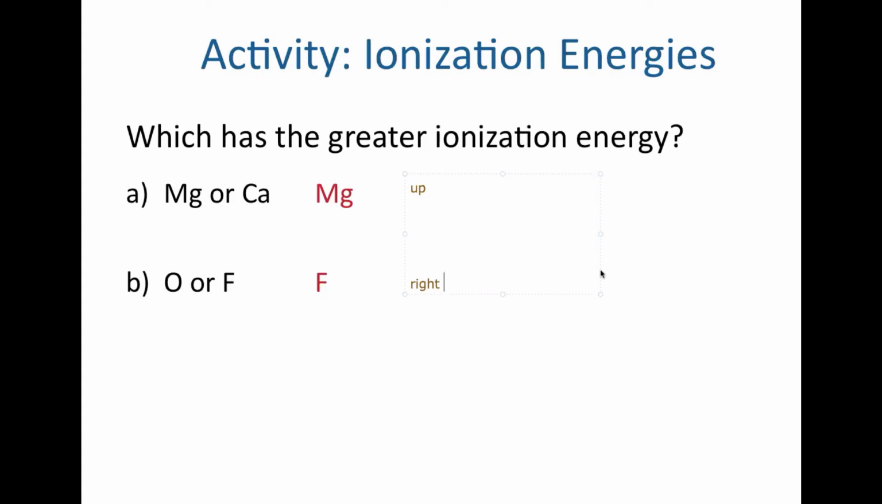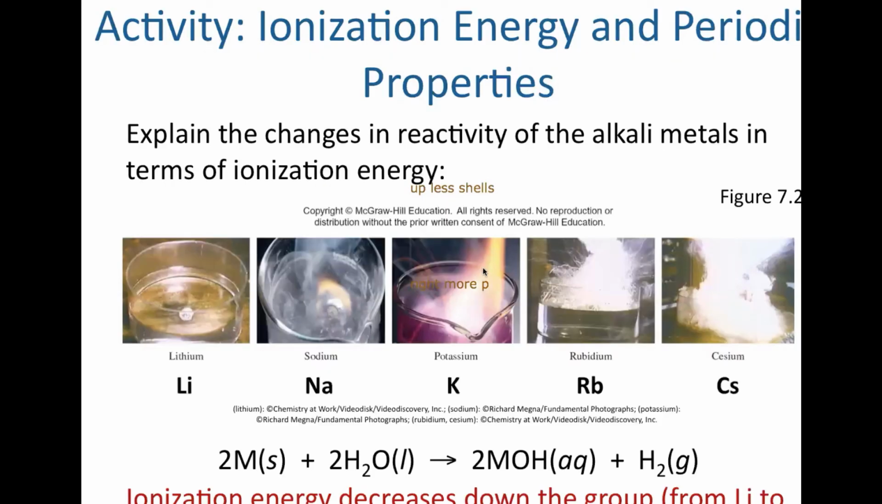It has more protons, right? Magnesium is up. It has less shells. So the electrons in those shells are held more tightly. Silicon or fluorine? Which one's going to be higher? Fluorine. Well, fluorine is both up and to the right, yeah? Ionization energy decreases as you go down and to the left. You have the opposite trend.